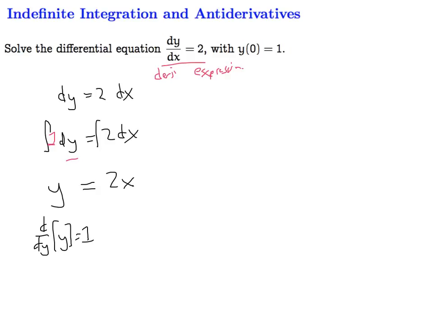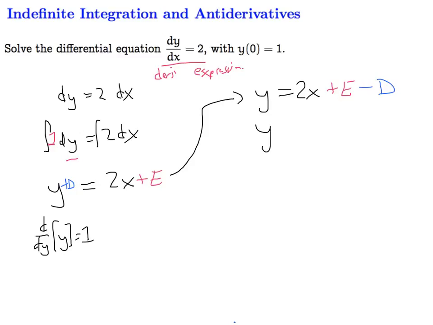And here you might think you're done, but we've forgotten something. We've forgotten that what we really need on both sides is a constant of integration. These are just different constants, but it's okay. Then we can bring them both to the same side, so we have y equals 2x plus e minus d. And we're going to combine that into a single new constant. What happened is I took the e minus the d. They're just numbers.